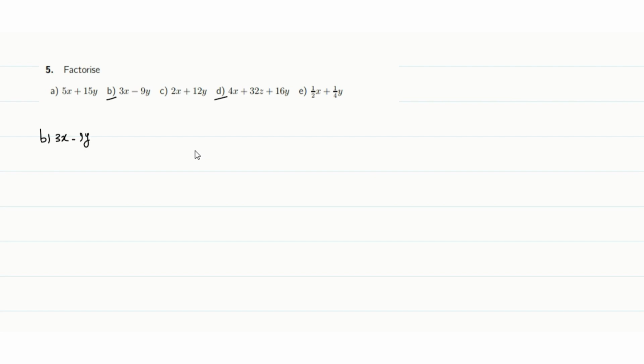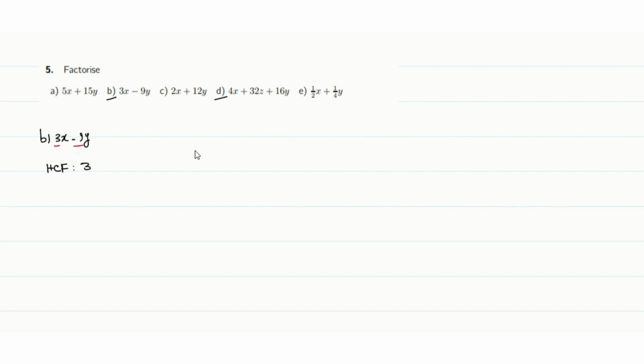The first step in order to factorize this expression is to find the highest common factor between these two numbers, which are 3 and -9. The highest common factor, as you remember from the previous examples, is the highest number or value that you can divide both these numbers by. So what is the highest number that you can divide 3 and 9 by? It would be equal to 3. So the HCF between 3 and minus 9 would be equal to 3.